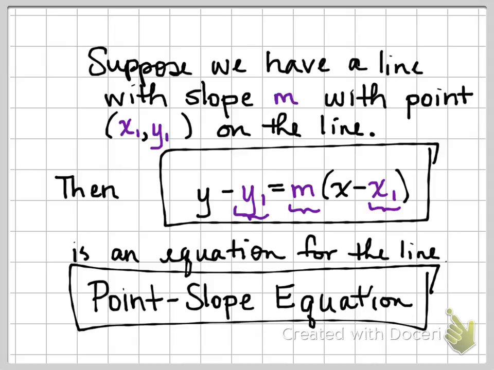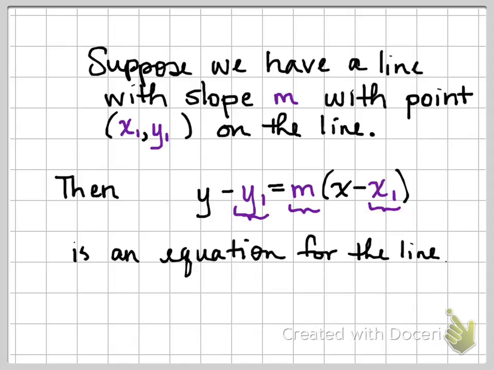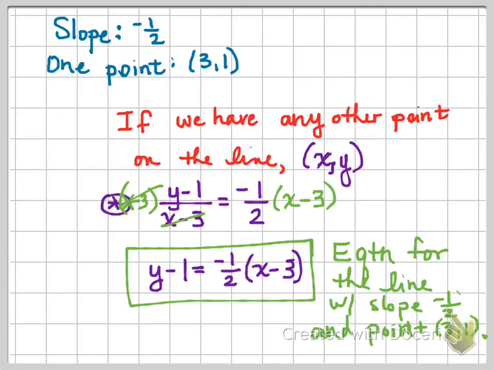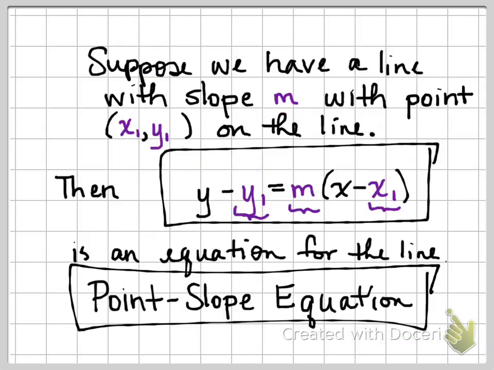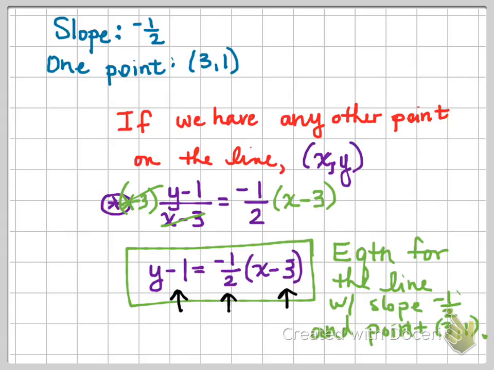Okay, if we go back and look at what we got here, our -1/2 was m, and (3, 1) was our (x1, y1), and it has the exact same form as what we got. And the reason that this point slope formula works is for exactly the reasons that we just outlined. We took the definition of the slope and we constructed our equation for our line.